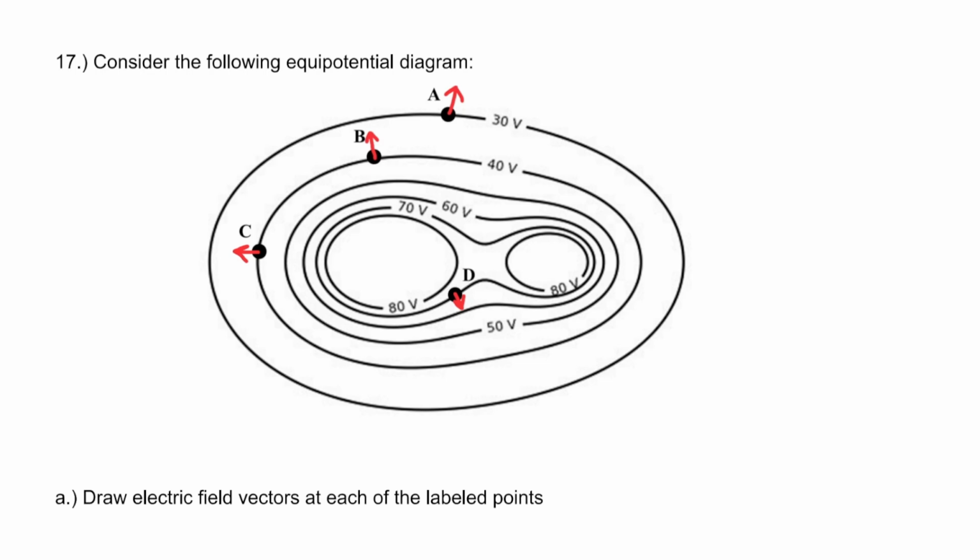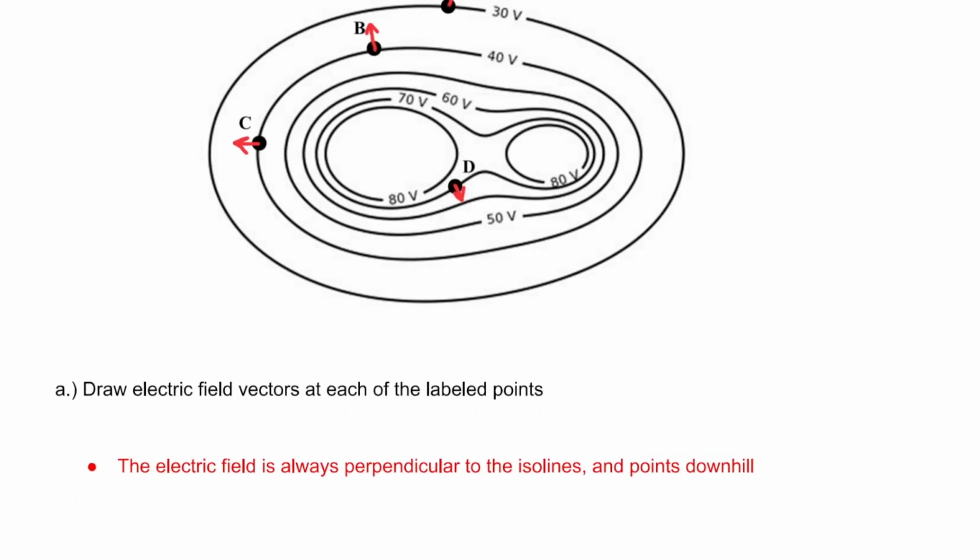Because again, it represents the direction that a positive charge would go. And positive charges are pushed downhill in terms of the potential. So the electric field is perpendicular to the equipotentials, also called isolines, and it points downhill.